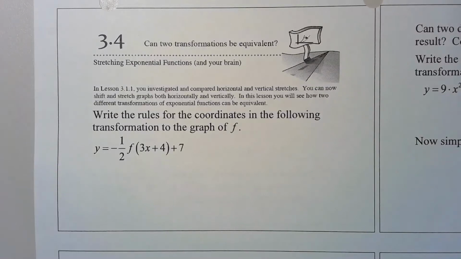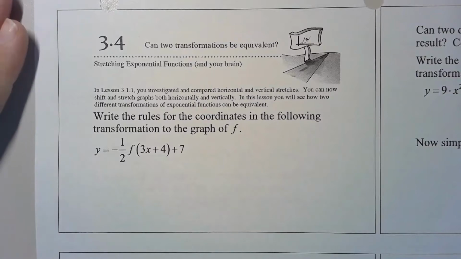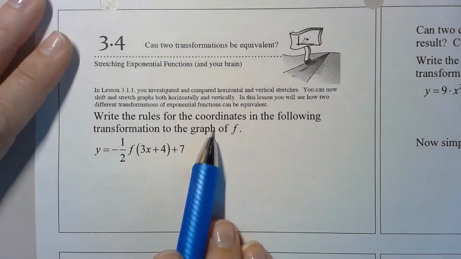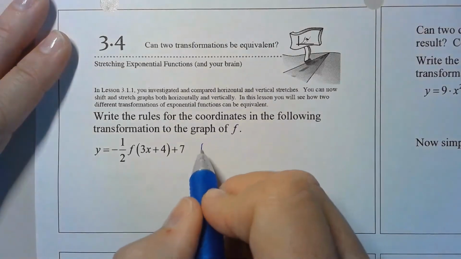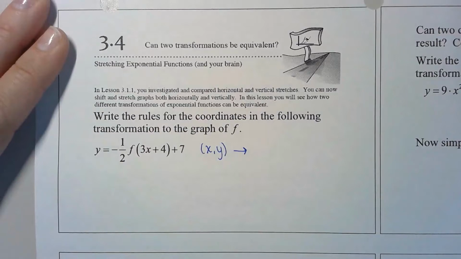In section 3.4, we're going to be talking about equivalent transformations. Can different transformations produce the same result, essentially? So let's just do a quick little review here. Write the rules for the coordinates in the following transformation to the graph of f, right? What happens to every coordinate on the original function?